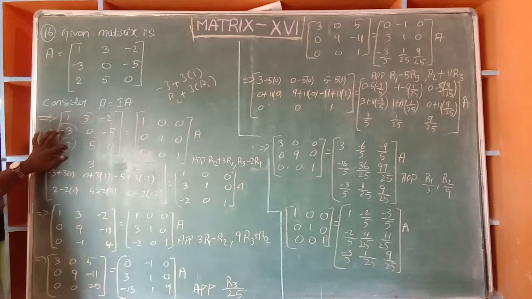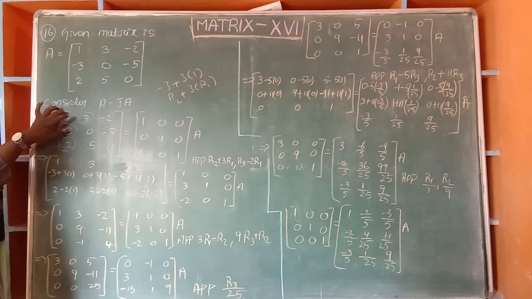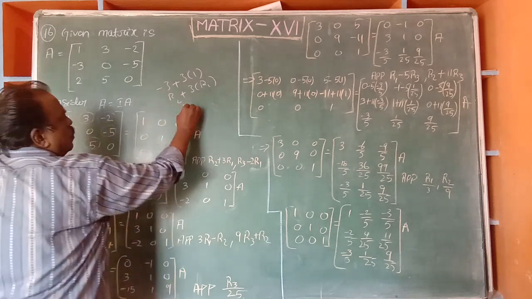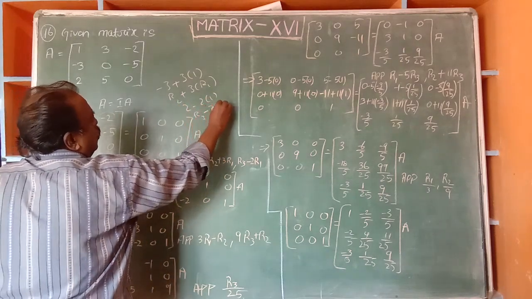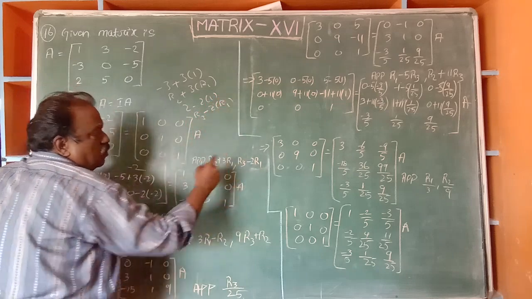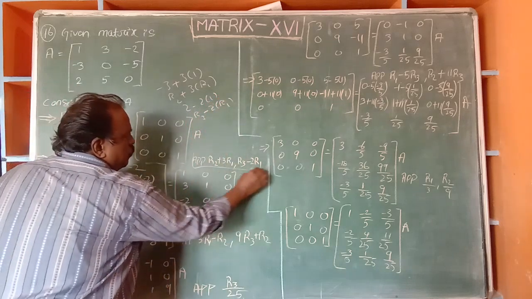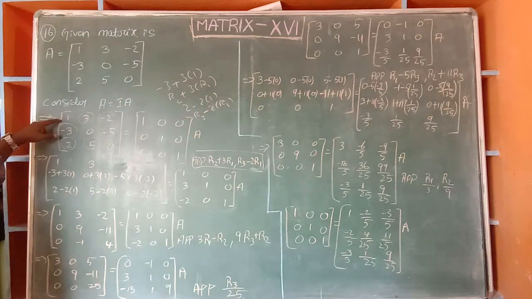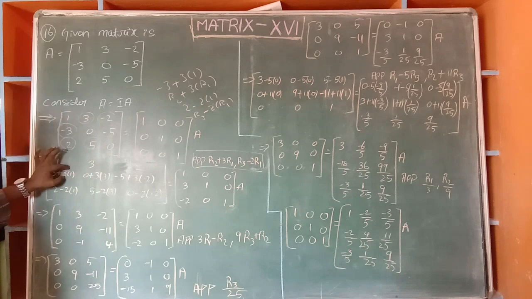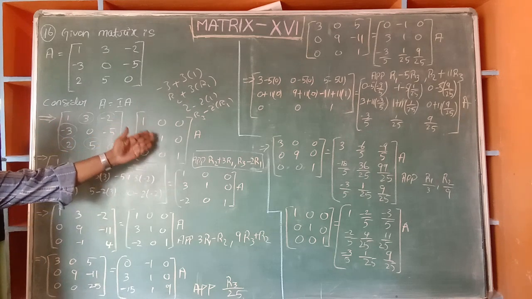Here also 2, with the help of this 1: 2 minus 2 into 1. Will you agree? What is 2? This is R3 minus 2 into R1. Okay now, like that. So here it is as it is. Clearly I wrote all these steps; you go through it well. Here also we apply that one.